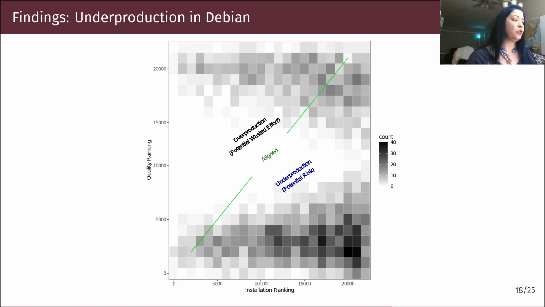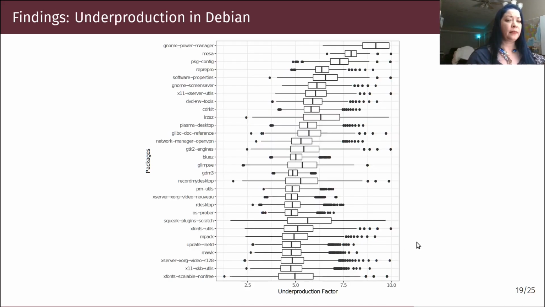This heat map shows us where those underproduced packages are with respect to usage and quality. The darker colors indicate more packages, and you see there's this concentrated area in black at the lower right. Those are those underproduced packages, the heavily used, low-quality components we're concerned about. And this figure shows the packages with the most severe underproduction issues. Based on our analysis, these are the 30 packages with the greatest underproduction concern.